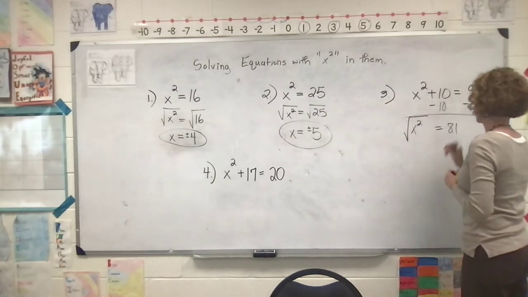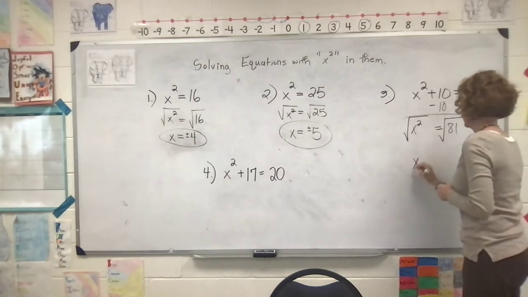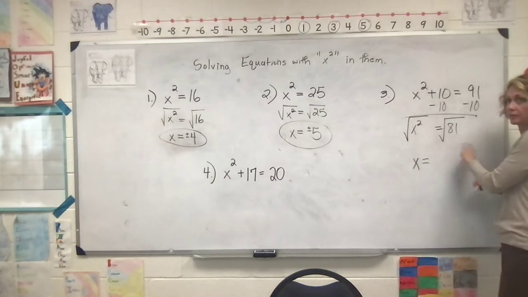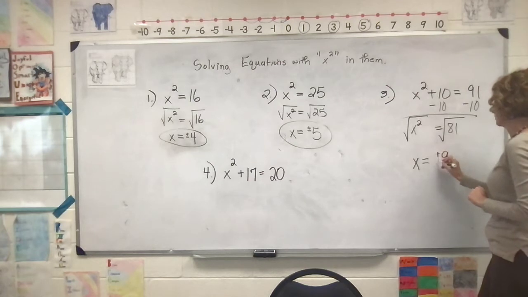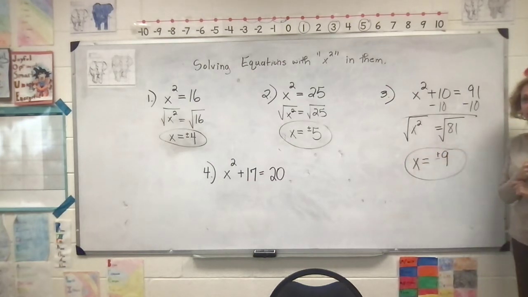I'll take the square root of that side, square root of this side. x would be equal to whatever the square root of 81 is, positive or negative. So my solutions there are either positive 9 or negative 9.